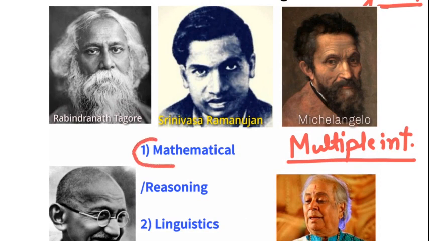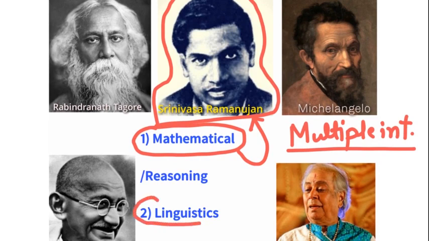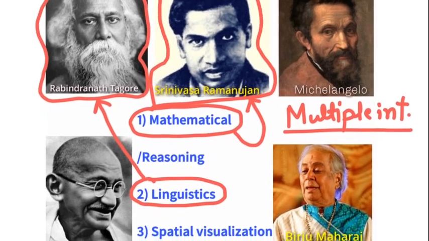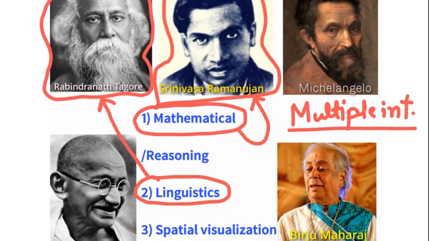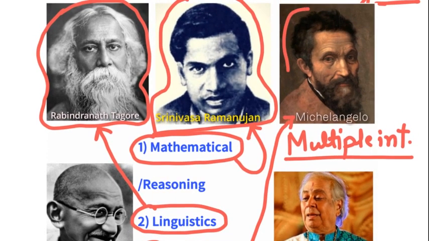Mathematical or logical intelligence is related to solving structural problems, and Srinivas Ramanujan is the great practitioner of this type of intelligence. Next, intelligence is linguistic, related to activities like literature, and Kalidas, Rabindranath Tagore, Milton were the great practitioners of this activity. Next, intelligence is spatial visualization. Michelangelo was the great practitioner of this activity.